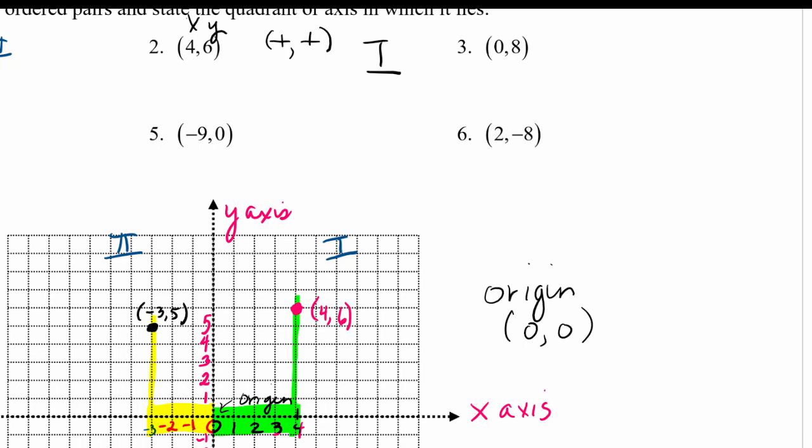Okay, number 3, we have 0, 8. So x is 0. So that means that we start off right at the origin. And we go up 8. And right there, we put an ordered pair. And this is 0, 8. And so this particular point is not in a quadrant. It kind of straddles two, doesn't it? So we say that this point is on the y-axis. So it lies on the y-axis.